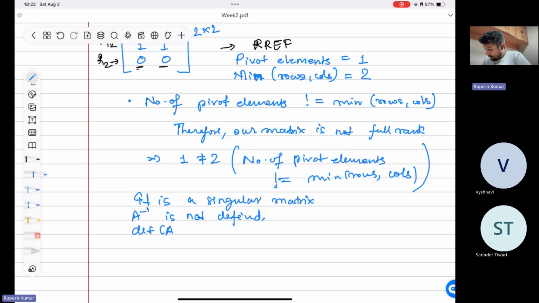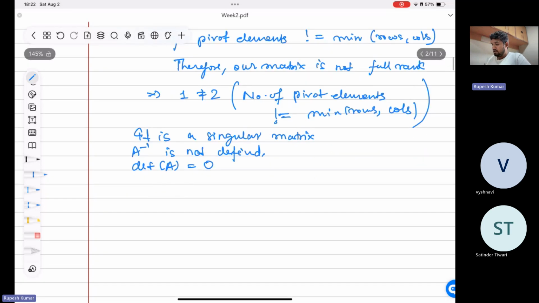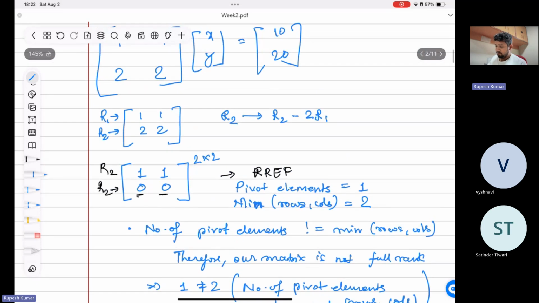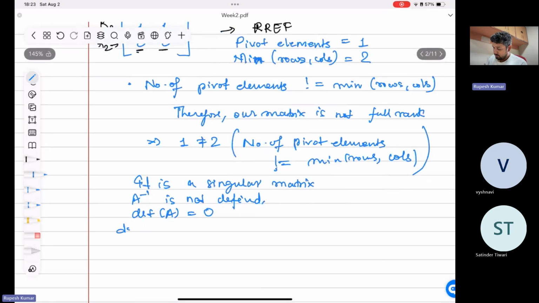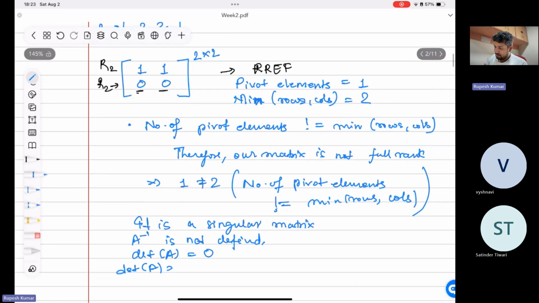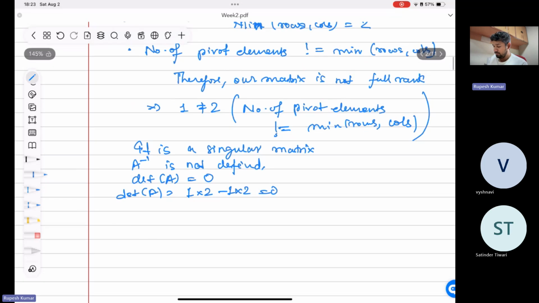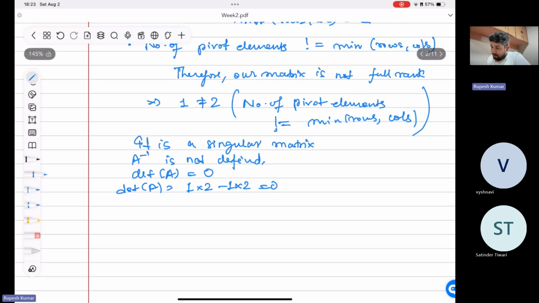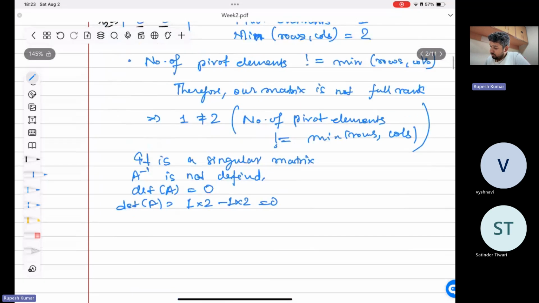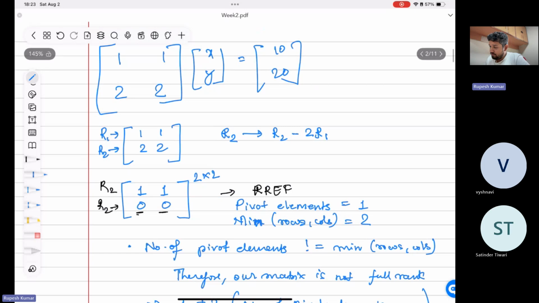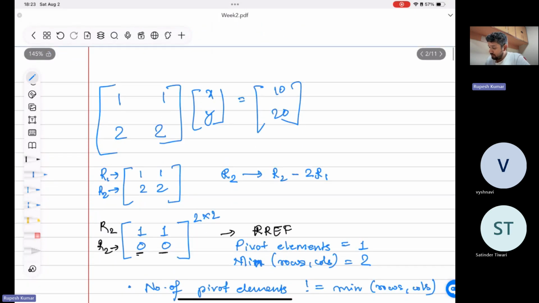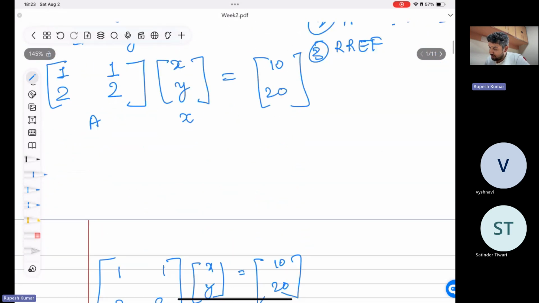The determinant of A is 0, right? You can always verify this. Let's try to find the determinant of matrix A. So the determinant of A would be 1 into 2 minus 1 into 2, right? This is the formula that we know, 1 into 2 minus 1 into 2, which equals 0. So this means it's not invertible, right? So we have infinitely many solutions, right? We have infinitely many possible values of x and y that satisfy these two equations, right?